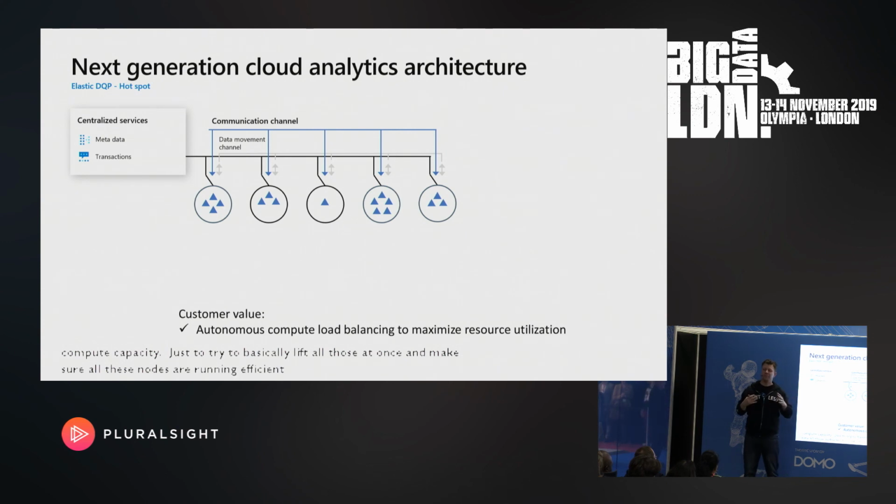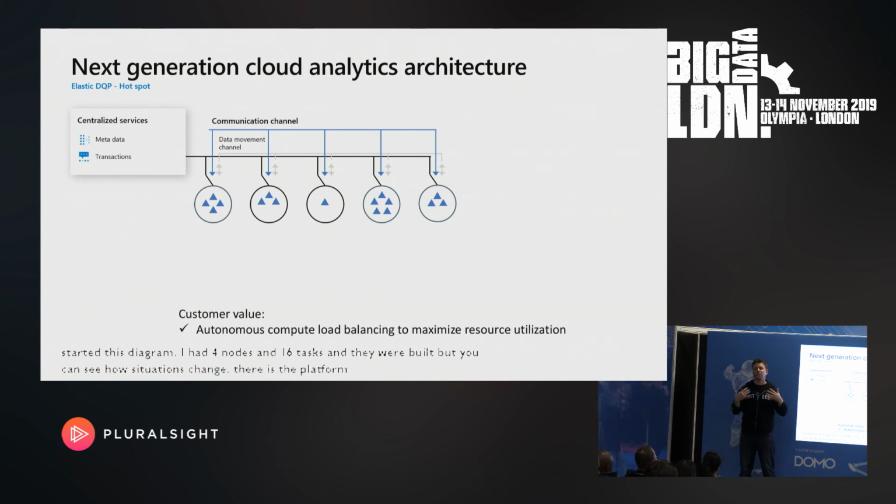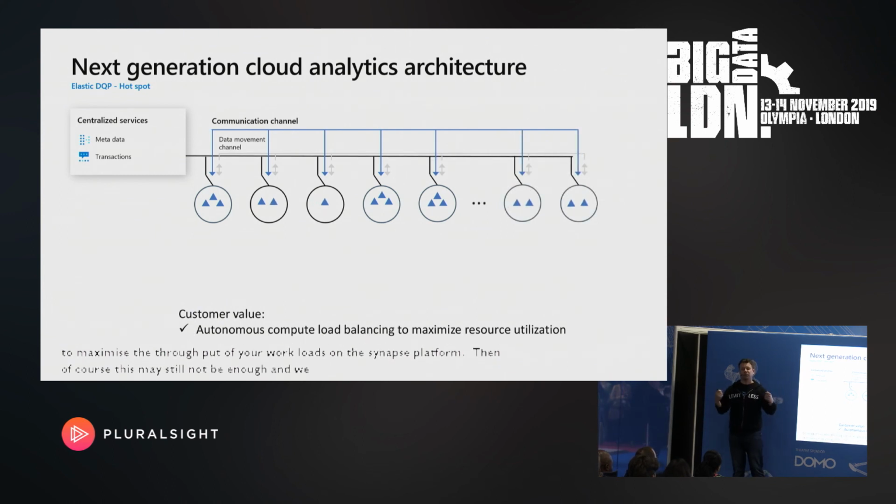And so if you think back to where we started this diagram, I had 4 nodes and I had 16 tasks and they were beautifully balanced. But you can see how the situation changes, as the platform will respond. The basic design principle is to maximize the throughput of your workloads on the Synapse platform. And then of course this may still not be enough, and we can continue to scale in the same promise of that first example that I gave.